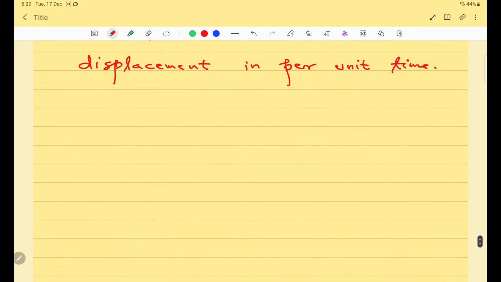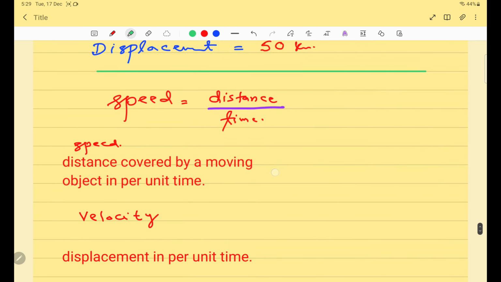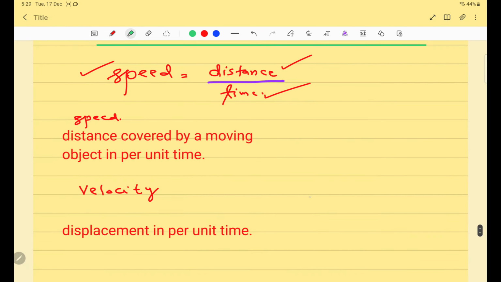It means when you divide distance by time, then it is speed. And if you divide displacement by time, then it is called velocity.